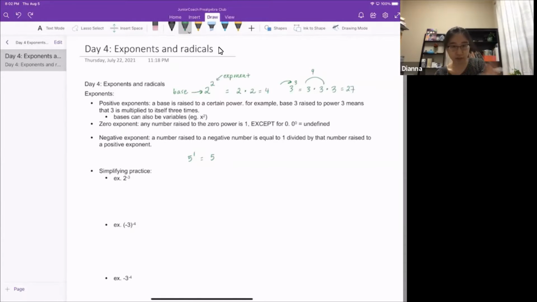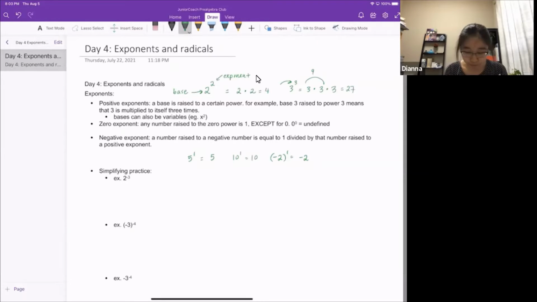So anything to the first power is going to be itself. So maybe I had 10 to the first power, it's going to be 10. Or even if I had -2 to the first power, that is going to equal -2. It's going to stay the same. So anything to the first power is just itself.